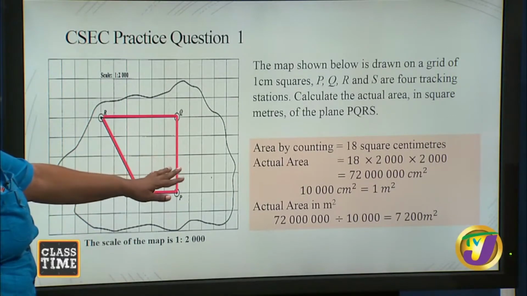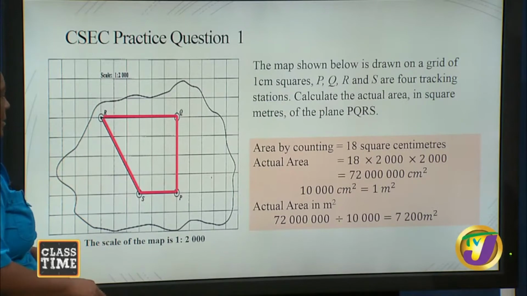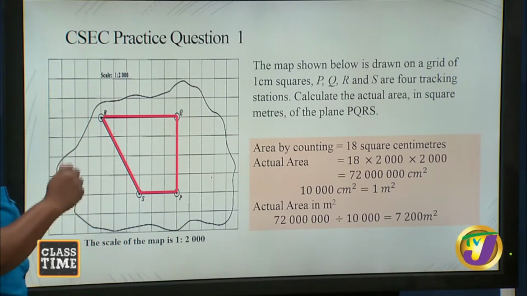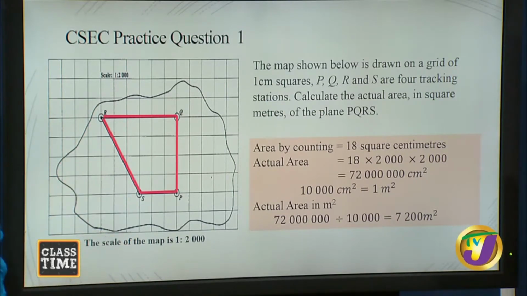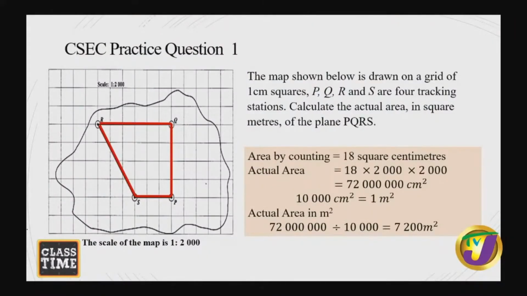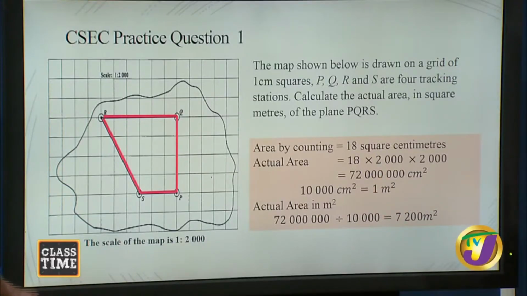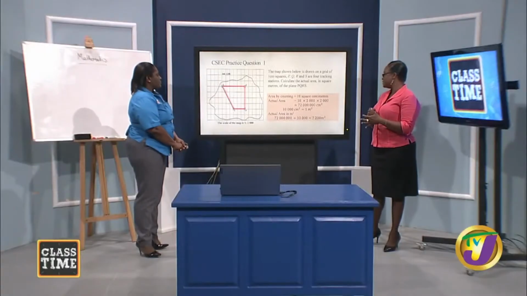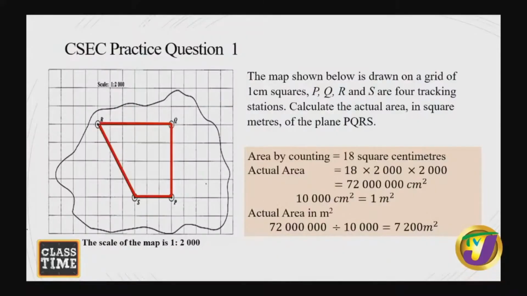For every 10,000 square centimeters, it is 1 square meter, and they want us to find the actual area in square meters. So again, we're doing our conversion, we're doing our division. We have 72 million divided by 10,000, and we saw where the 10,000 came from, because 10,000 square centimeters gives us 1 square meter. Whenever we do that calculation, we see that we have 7,200 square meters.